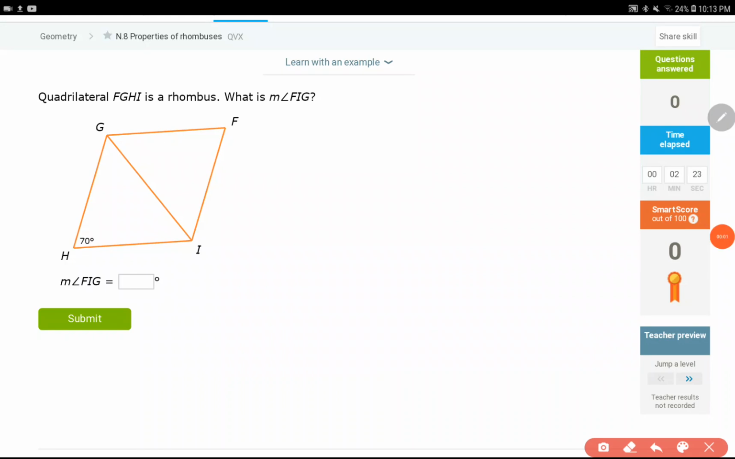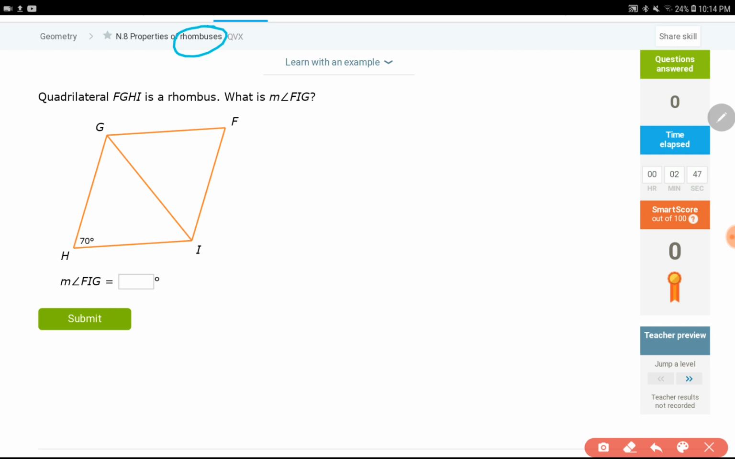Hey everyone, in the second video of the week, we are gonna talk about rhombi. So, we're working on IXL N.8 properties of, it says rhombuses, but as far as I know, it is called rhombi. Plural form of rhombus. So, some properties of a rhombus is all of the sides are equal.